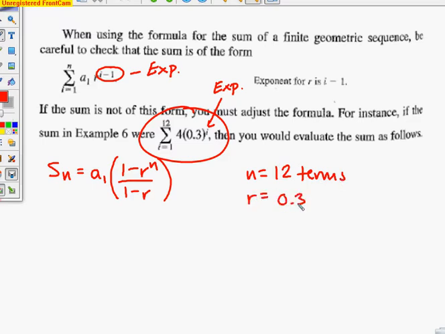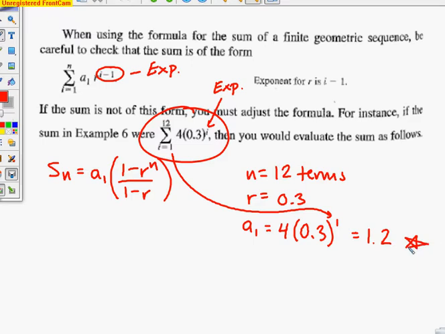But now to find a sub 1, I plug 1 in for the exponent. 4 times 0.3 to the first. So again, this 1 goes in that exponent. And notice the exponent doesn't become a 0, it's a 1. So that first term is 4 times 0.3. The first term is now 1.2. So see the difference, see how it changes that first term. So when I find the sum now, the first term is 1.2, and this fraction is still the same, 1 minus 0.3 to the 12 over 1 minus 0.3.